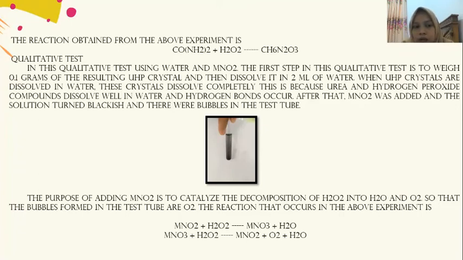Qualitative test. In this qualitative test using water and MnO2, the first step is to weigh 0.1 grams and dissolve it in 2 milliliters of water. When UHP crystals are dissolved in water, the crystals dissolve completely. This is because urea-hydrogen peroxide compounds dissolve well in water and hydrogen bonds occur. After that, MnO2 was added and the solution turned blackish and bubbles formed in the test tube.